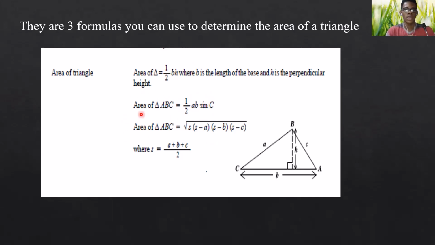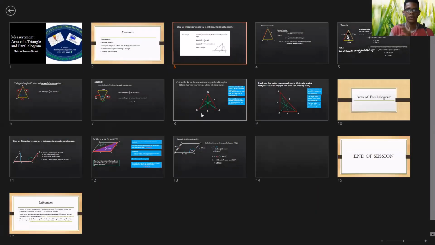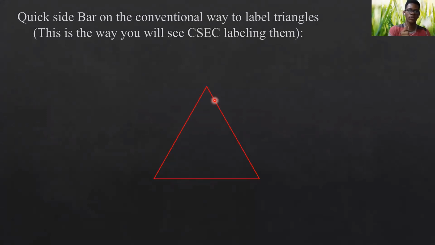Now, last but not least is Heron's formula, which is the square root of half the perimeter, which is the same thing as going on here. This is just half the perimeter, multiplied by the product of the differences of each side. That's how we're going to say it. So those are the three formulas for calculating the area of the triangle.